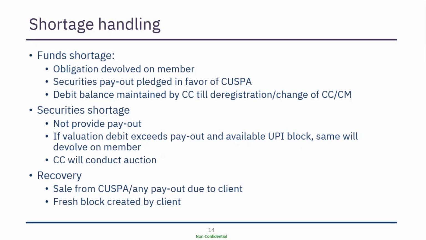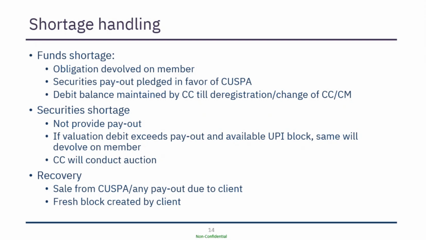The client either creates a fresh block. Let's say in this case, a client creates a fresh block of 200. So this 200 will not get added to the client's collateral immediately. But before adding to the collateral, we will first immediately debit 80. So we will only add 120 to the collateral, and 80 we will debit and give to the member.